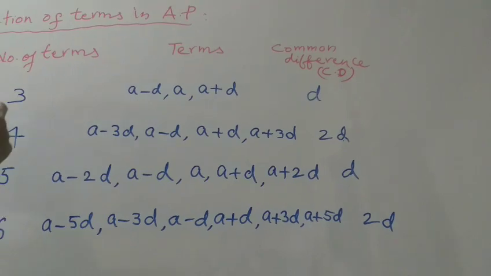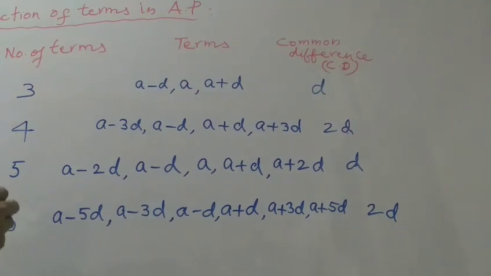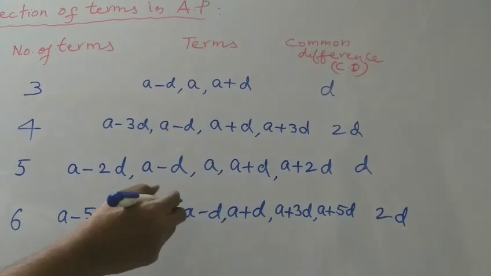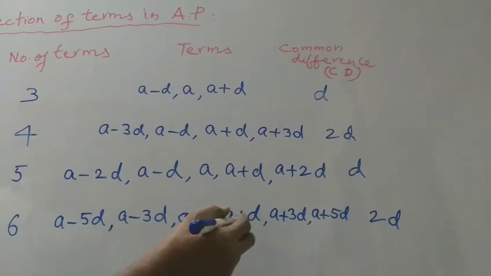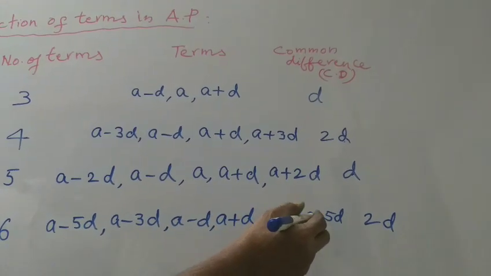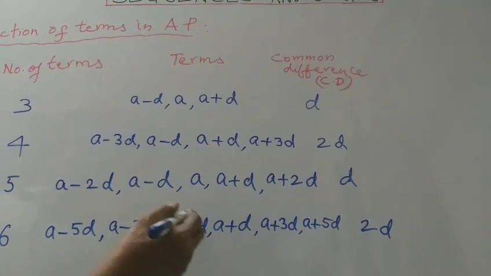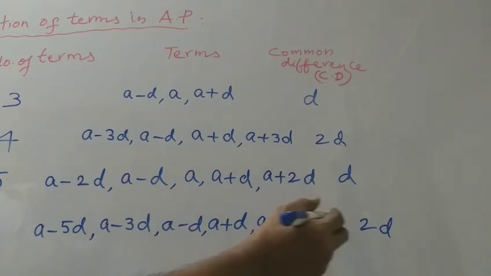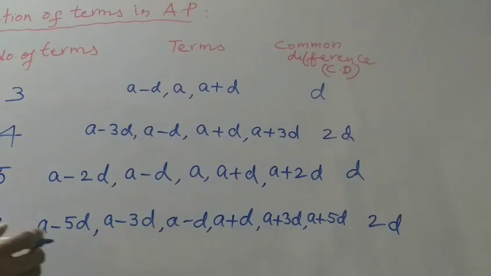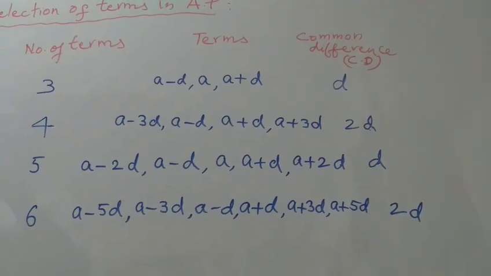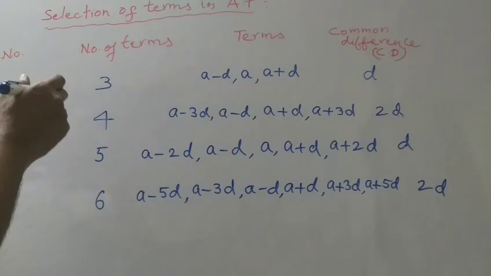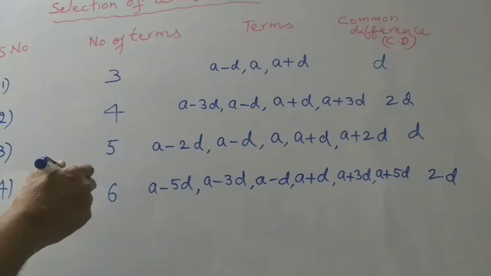And next one is number of terms 6. What are they? They are a minus 5d, a minus 3d, a minus d, a plus d, a plus 3d, a plus 5d. The common difference between any two terms for all these is 2d. So, this is the tabular form of the selection of terms in arithmetic progression.